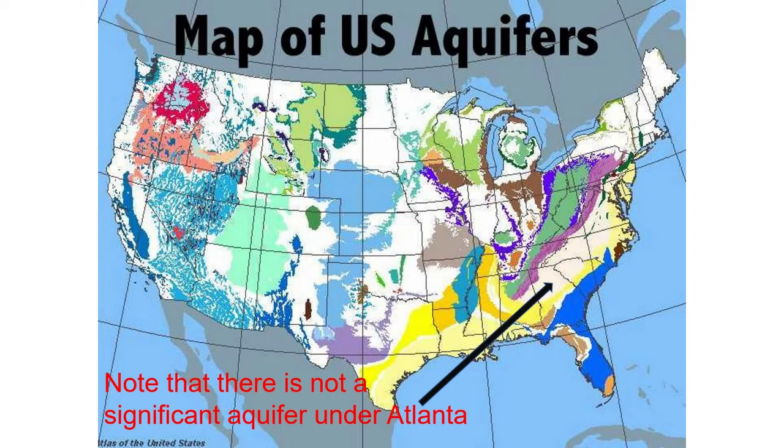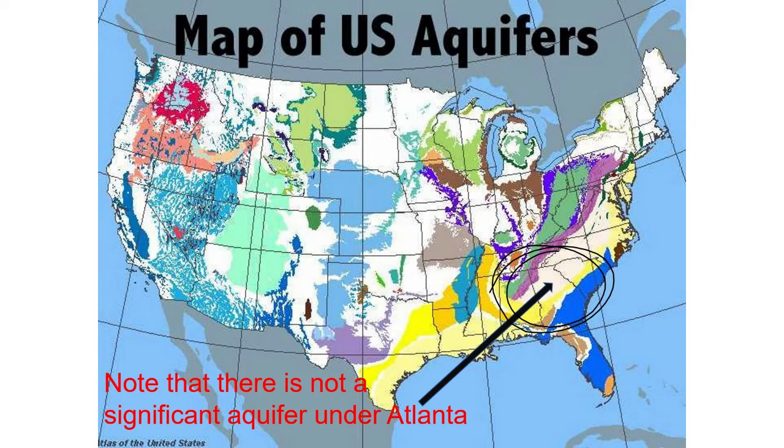In the United States, there are a bunch of different aquifers around. And you'll notice here in Atlanta, we're in the white. There is no significant aquifer underneath us. And that's because our ground doesn't hold a lot of water. It's not because we don't get enough rain here. It's just because the type of ground we're at doesn't hold a significant amount of water.